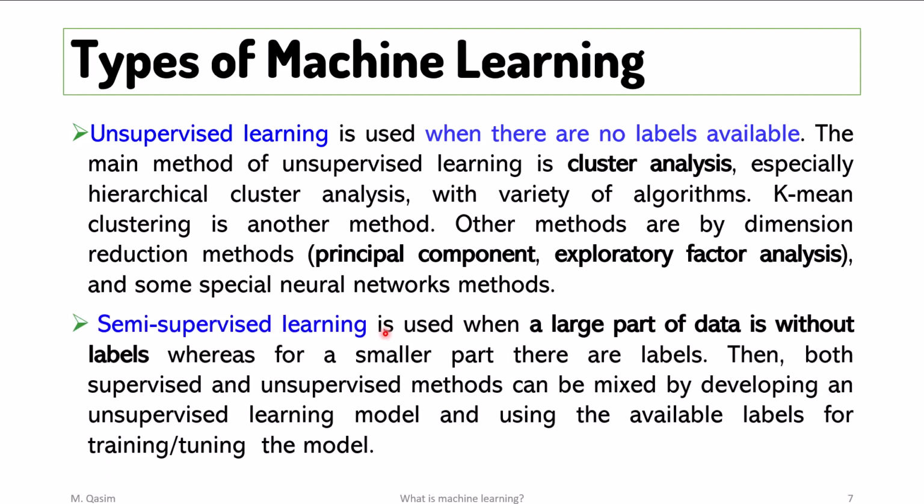And then we have semi-supervised learning. Semi-supervised learning is a combination of supervised and unsupervised learning. It combines labeled and unlabeled data to build a model. I would say the third approach, semi-supervised learning, lies between supervised learning and unsupervised learning.